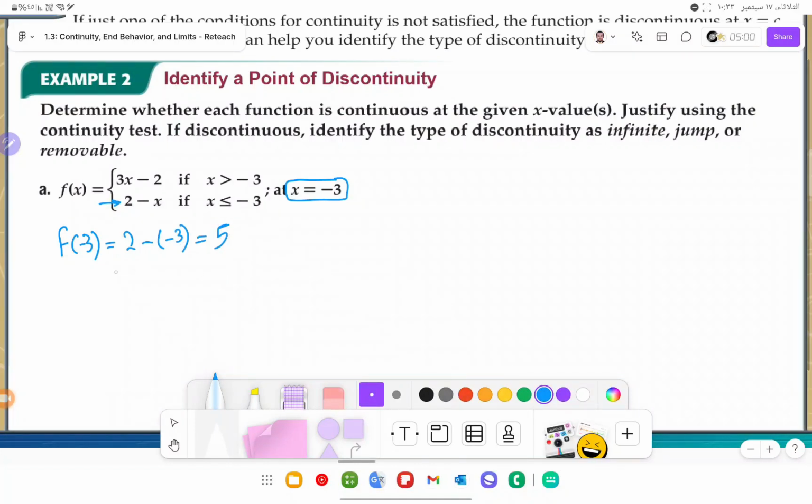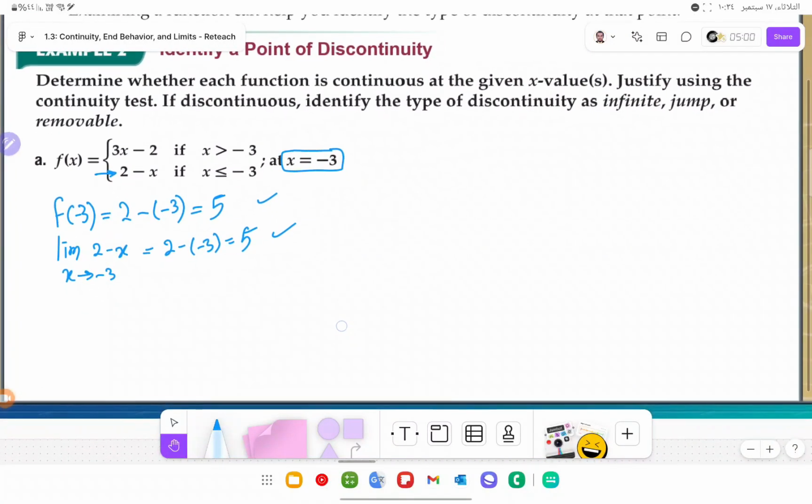Now let's find the limit when x approaches negative 3 for the function 2 minus x, which equals 2 minus negative 3, equals 5. So as you can see, this one and this one are continuous from both sides. So for sure the function is continuous at x equals negative 3. But you have to put 2 underlines under "but".